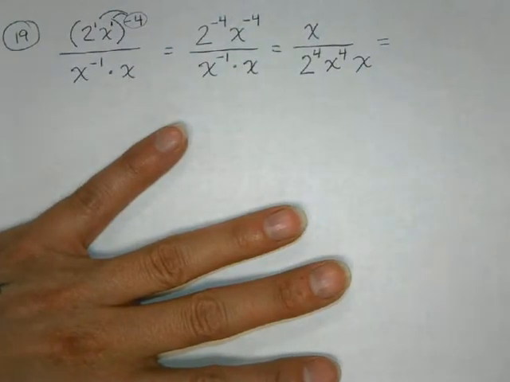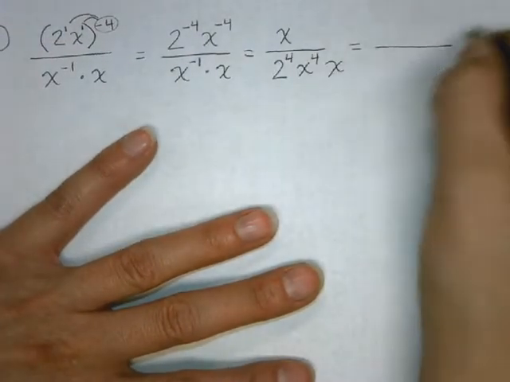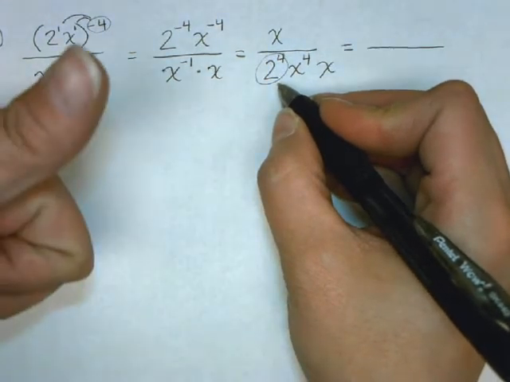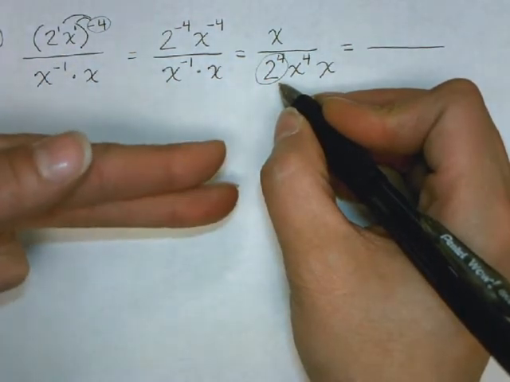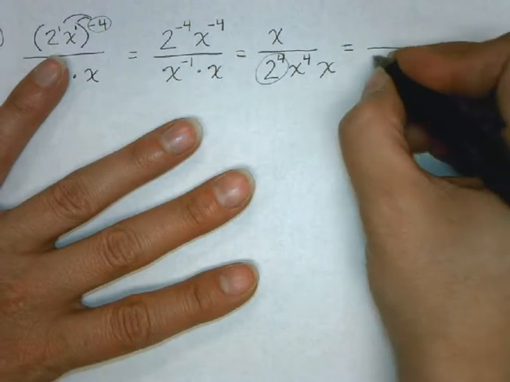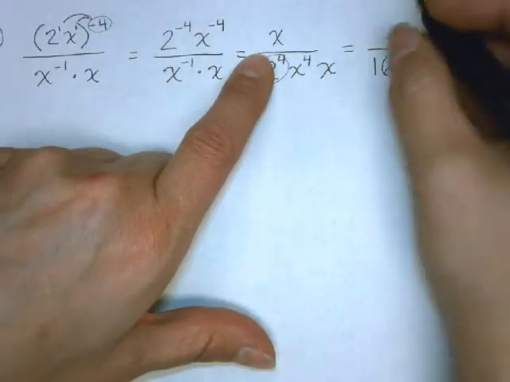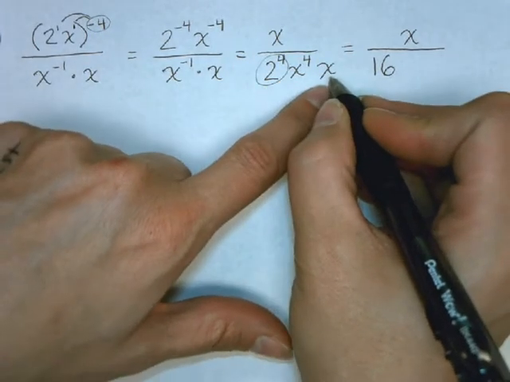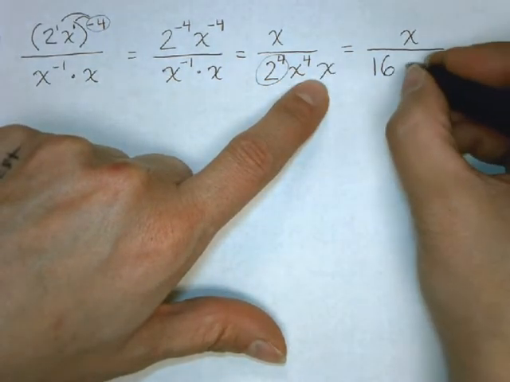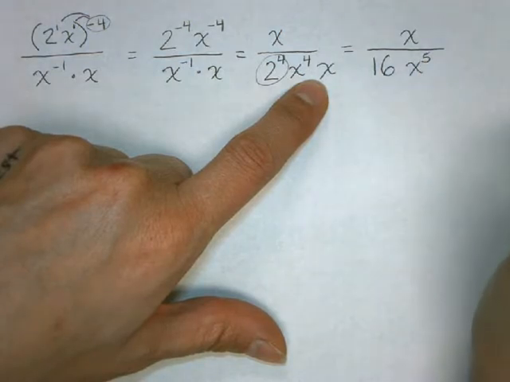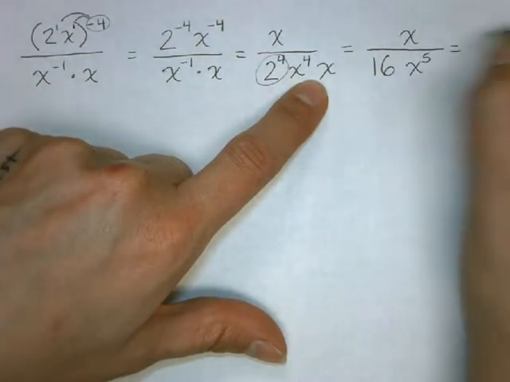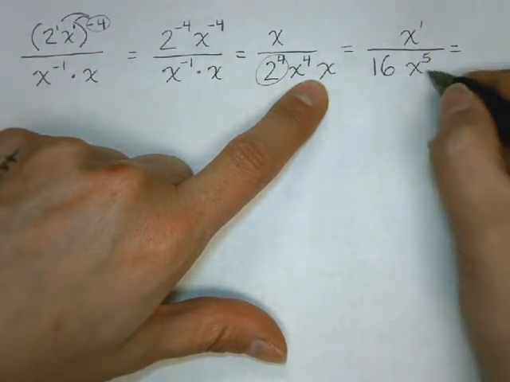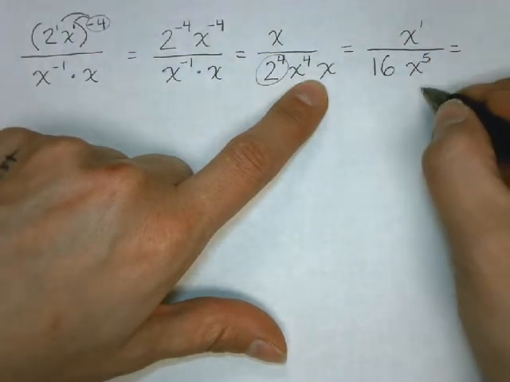Okay, now that everything's positive, I'm going to simplify everything that I can simplify. This can get simplified. 2 times 2 is 4 times 2, 8 times 2, 16. Okay, on top I have just 1x. On bottom I have these 4, and then I have 1 here. So on bottom I have a total of x to the 5th, right. And then because I have x on top and bottom, I have 1 on top, I have 5 on bottom.